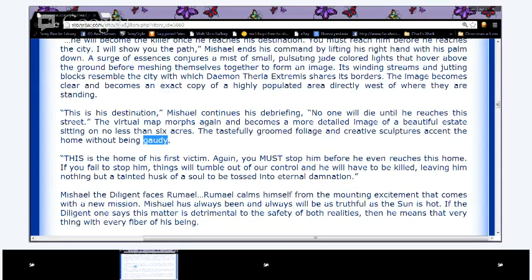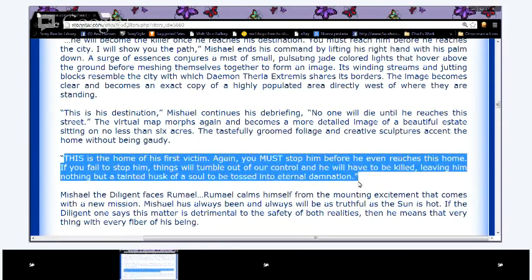Let's go to Enrique Diaz. Were you saying that it was too loud for you? Are you good? Okay. Let me have you read, Enrique Diaz. Please read this next paragraph here, starting off with "This is the home." Enrique Diaz, can you hear me okay? Yes, yes.